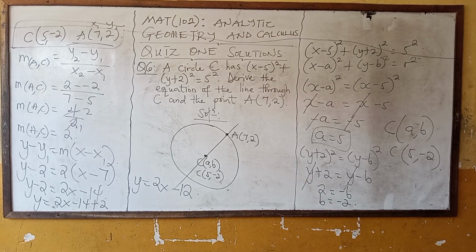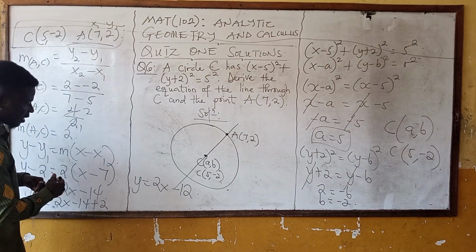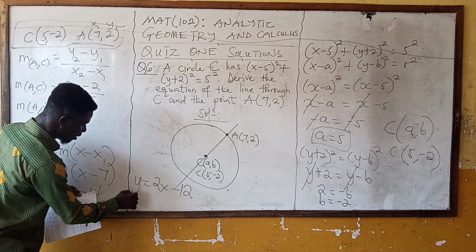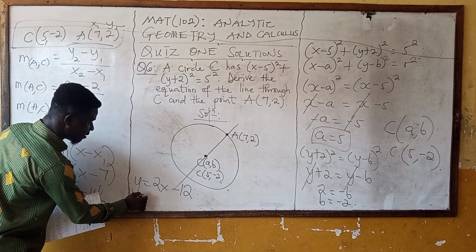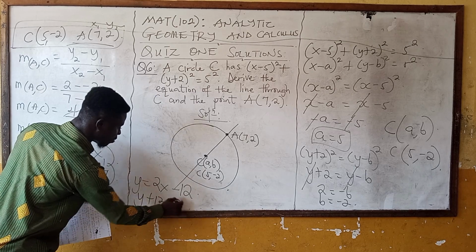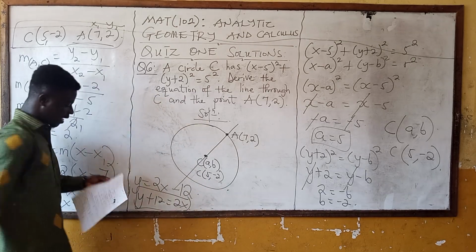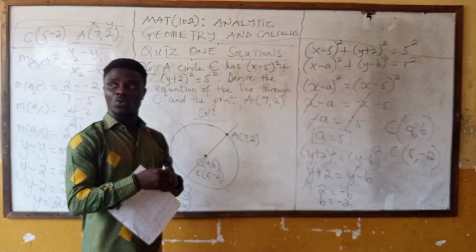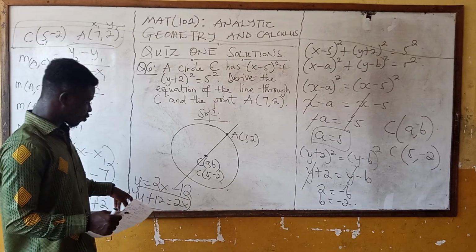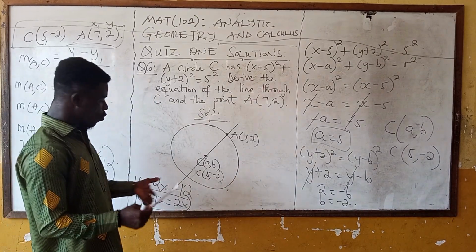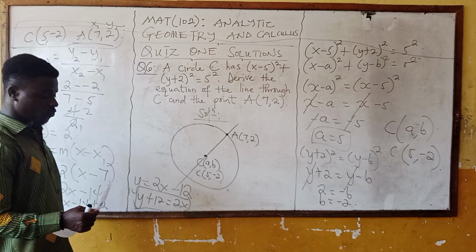Our option is not available. Now, we have y plus 12 equals 2x. When you check option A, it is y minus 12 equals 2x. So that will be a bonus question because there is no answer in the options provided.